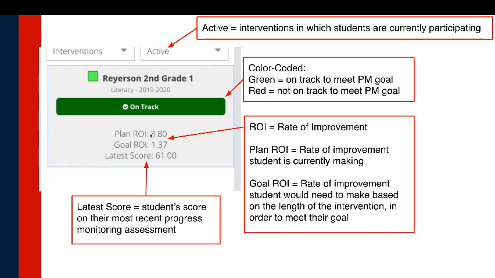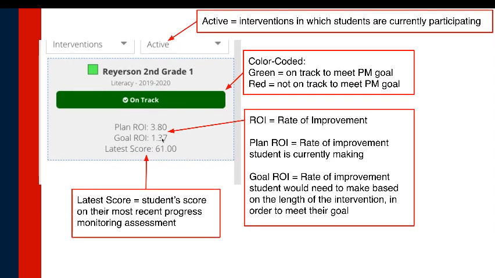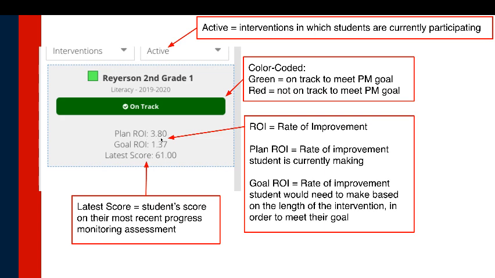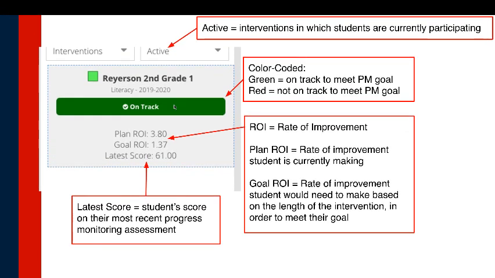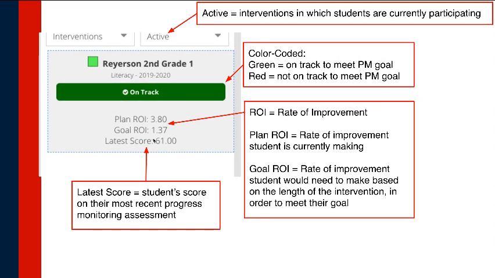So the plan ROI refers to the rate of improvement that a current student is currently making. The goal ROI refers to a rate of improvement that the student would need to make based on the length of their intervention in order to meet their goal. So in this case, because the plan ROI is higher than the goal ROI, that means a student is on track. They're actually making more progress than they would need to make in order to meet that goal. Down here at the bottom is their latest score on their most recent progress monitoring assessment.